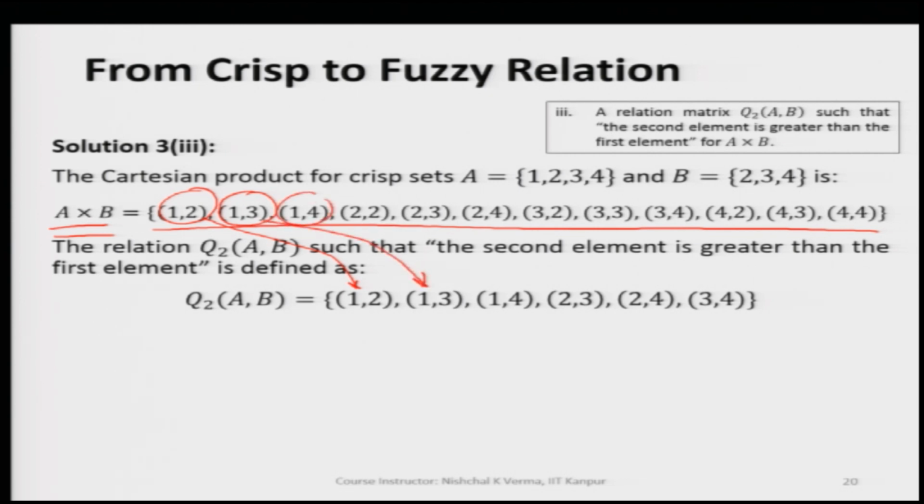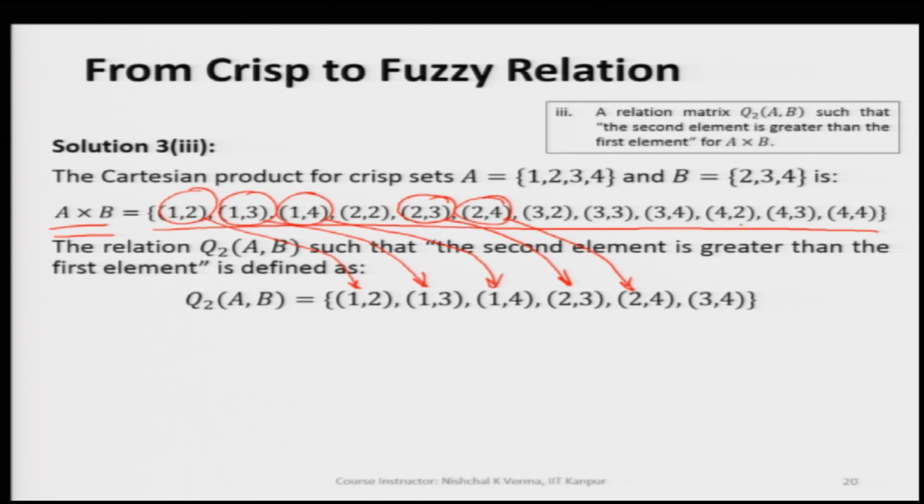Then we have 1 4 which also satisfies this condition, and then we have 2 2 which is not satisfying this condition because 2 and 2 both are equal. So, here the second element is not greater than the first element. So, this is not satisfying, and then 2 3 is satisfying the condition, 2 4 is satisfying this condition.